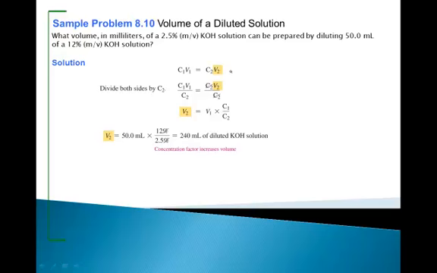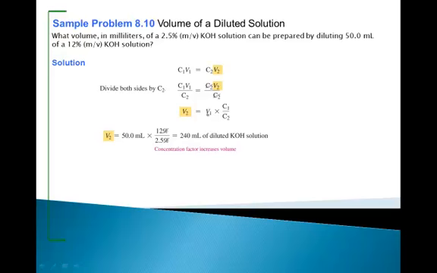So the first thing I'm going to do is I'm going to take my equation and I'm going to divide both sides by C2. So that's what's showing you here, and in that way I can solve for the V2, which is the thing that I want. So in order to solve for V2, I'd be taking C1 times V1 and dividing by C2. So now I'm going to plug in the numbers that I have.